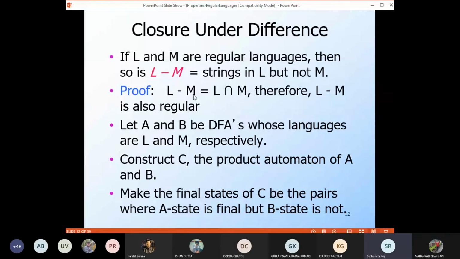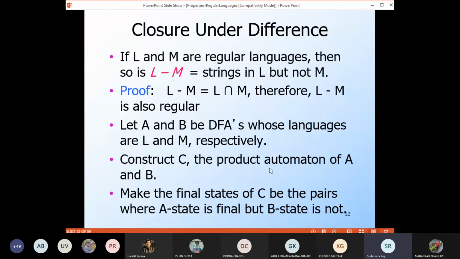L minus M, here there is a complement missing. So complement of M intersection L. Now you can prove it by this, because this M should be complemented. Now if M is complemented, it is producing a regular set. Then when you take an intersection of that with L, that is also producing a regular set, because we know that both complement and intersection are closed operations for regular sets. So L minus M is also regular. Let A and B be two DFAs whose languages are L and M.